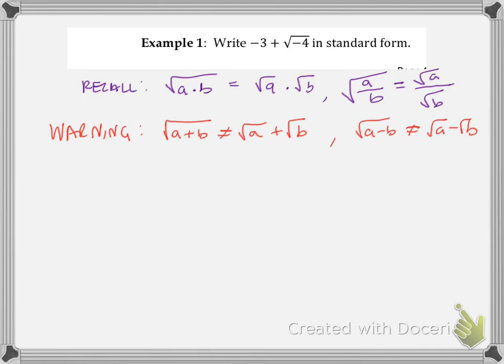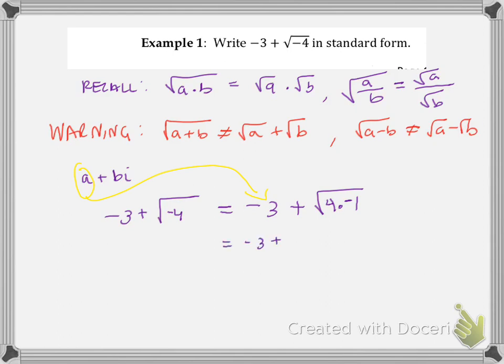Okay, so keeping that in mind and knowing that our standard form is a plus bi, let's write negative 3 plus the square root of negative 4 in standard form. So, well, negative 3 is representing this a term here, right? And now we can rewrite negative 4 as 4 times negative 1. And now we know that we can break this up into the square root of 4 times the square root of negative 1.